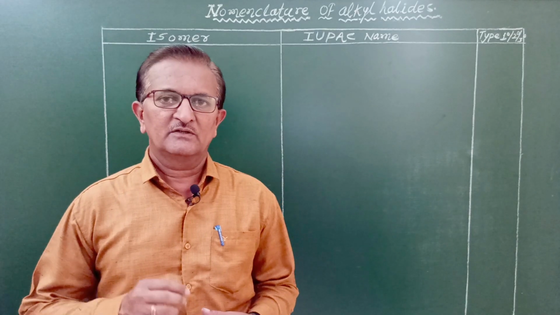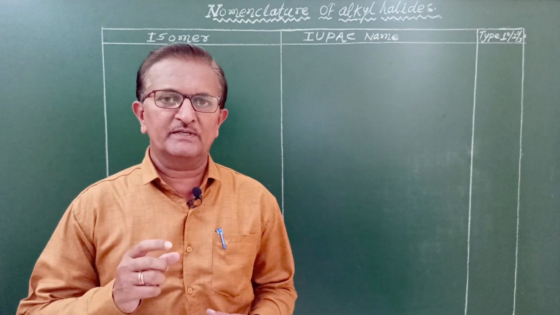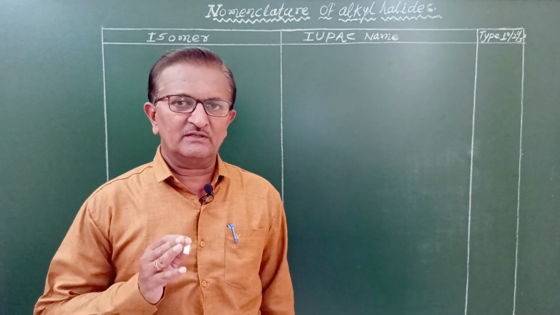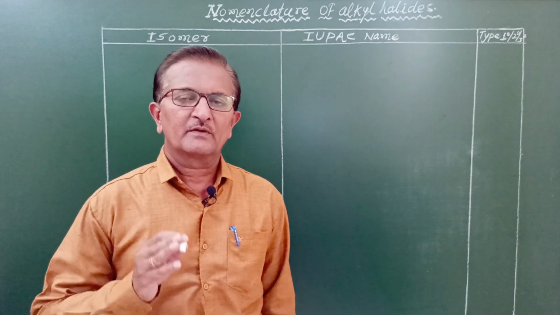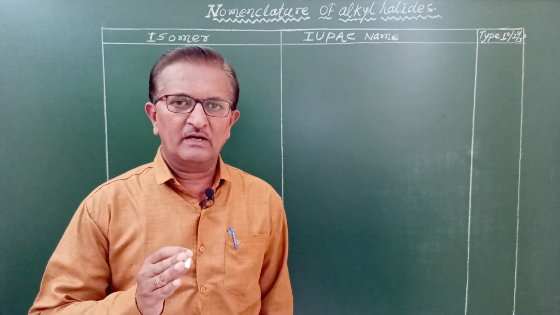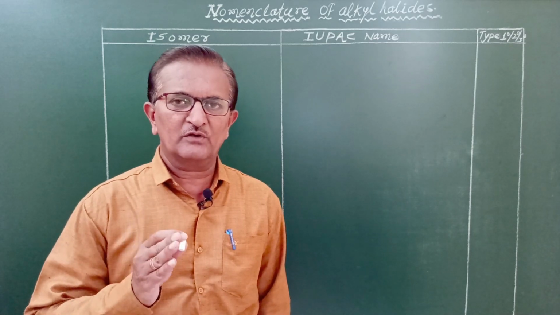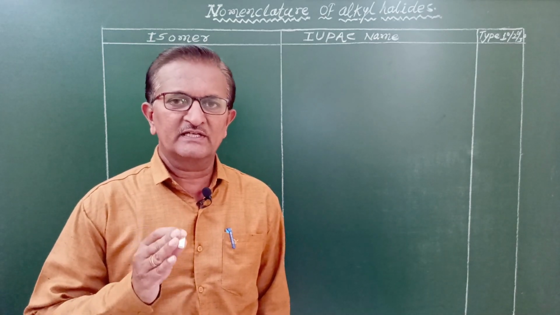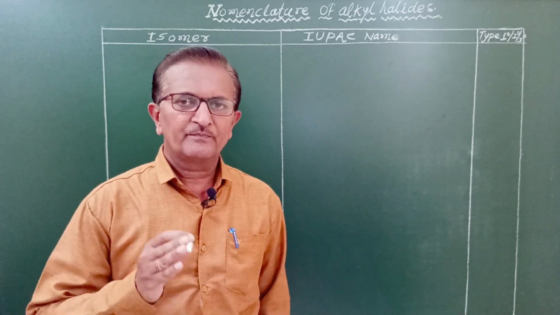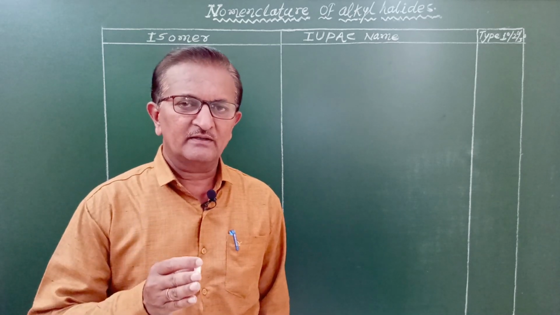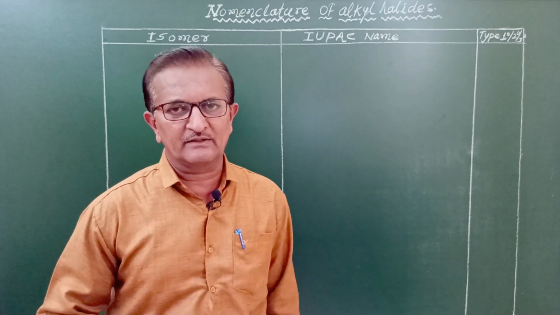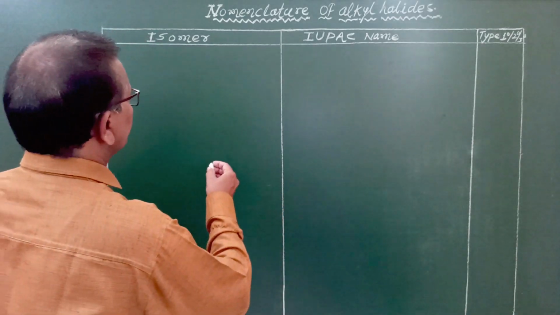In this lecture, we will practice IUPAC nomenclature of alkyl halides. Take one question for practice: Draw structural isomers of molecular formula C5H11Br. Write their IUPAC names and classify them as primary, secondary or tertiary alkyl halide. What is the question for practice?